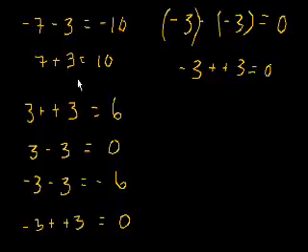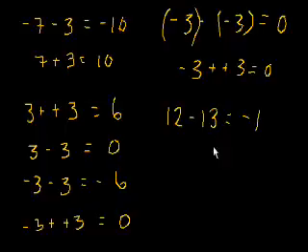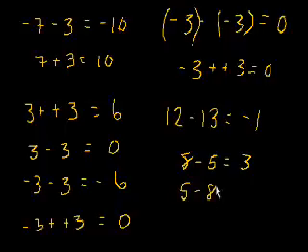Let's do a bunch more. Let's do 12 minus 13. I think you should be able to figure this out. That's pretty easy. 12 minus 12 is 0, so 12 minus 13 is negative 1, because we're going to go 1 to the left of 0. Let's do 8 minus 5. Well, this one is just a normal problem. That's 3. What's 5 minus 8? Well, we're going to go all the way to 0 and then 3 more to the left of 0, so it's minus 3.